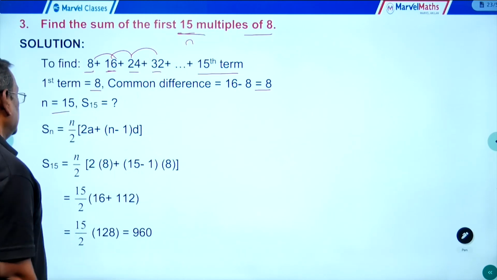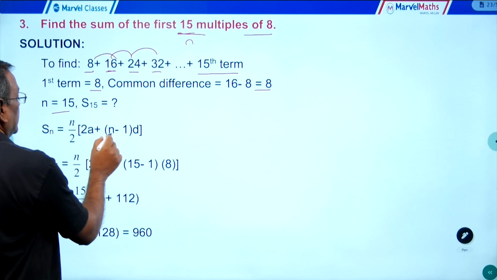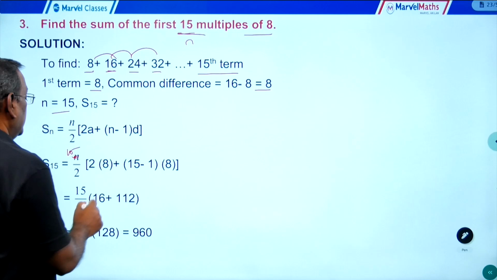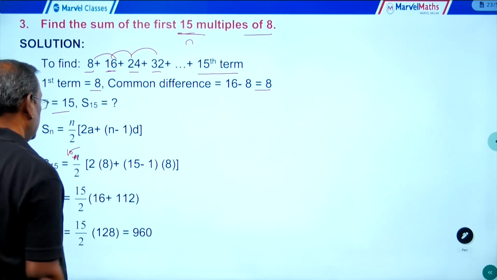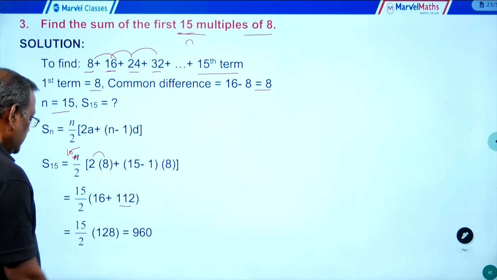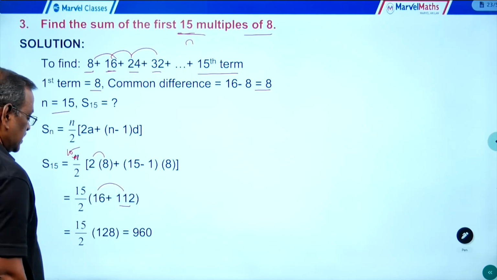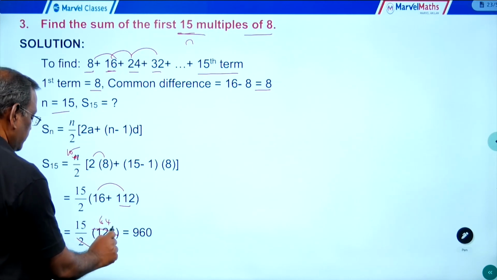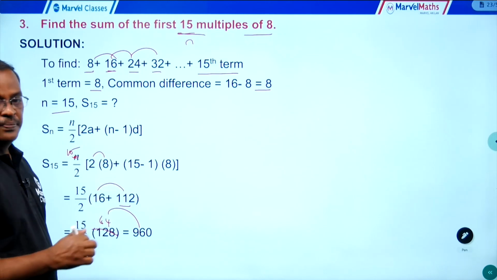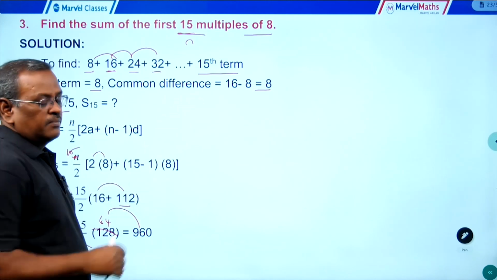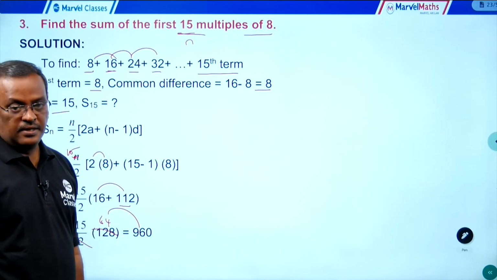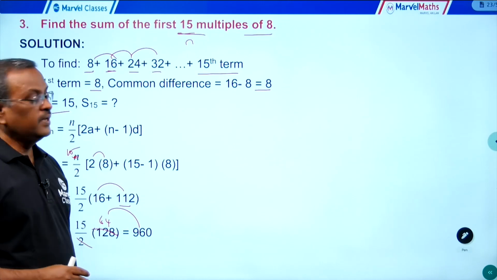So what is S15? n by 2, 2a plus n minus 1 into d, with n equal to 15. So 15 by 2, 2 into 8 plus 15 minus 1 into 8. So 15 by 2, 16 plus 14 into 8, 112, so 112 plus 16, 128. This is 64, which gives 960. So if you add all the multiples of 8 up to 15 terms, you will get the total of 960. One of the repeated 2-mark questions in AP.